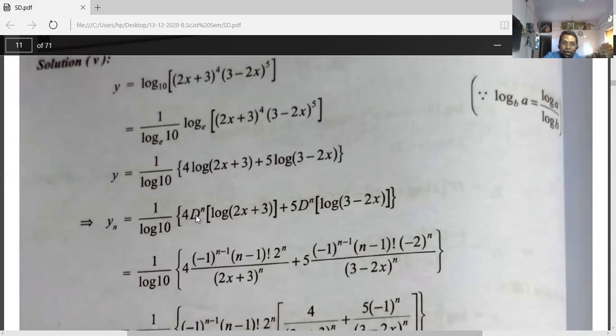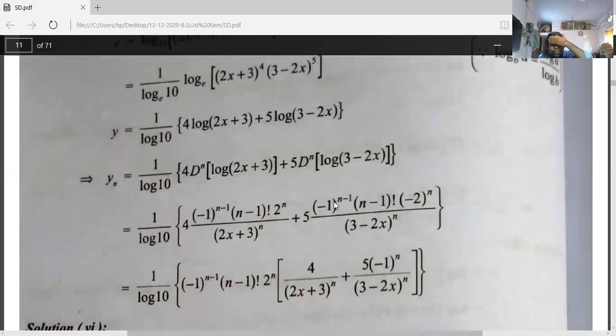Now d to the power n of this, plus 5 times d to the power n of the second component you are writing here. Again you see this is of the log(ax + b) format. Now 1 by log 10 times 4 times minus 1 to the power n minus 1, n minus 1 factorial, 2 to the power n, because we have to compare this with log(ax + b). 2x plus 3 we have to compare with ax plus b: a is equal to 2 and b is equal to 3. What is the value of a here? A is equal to 2.